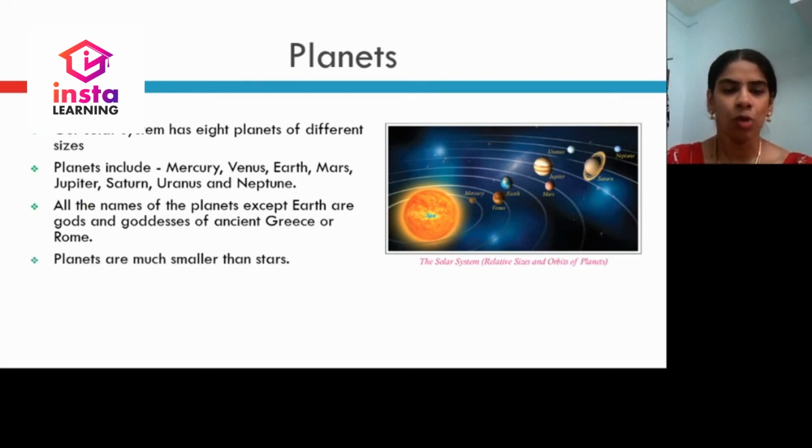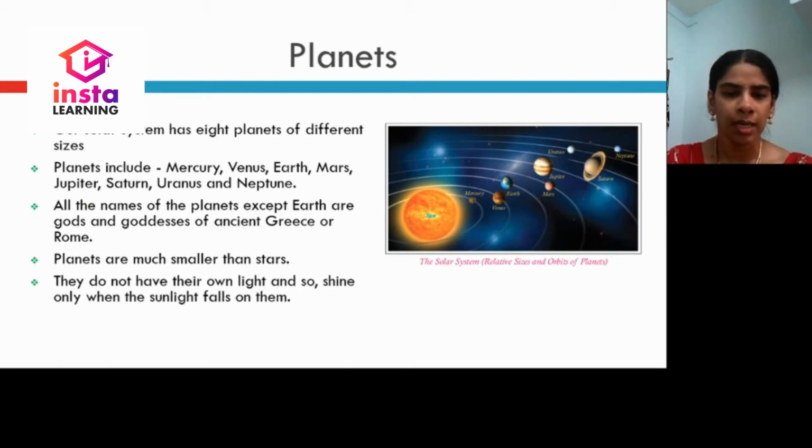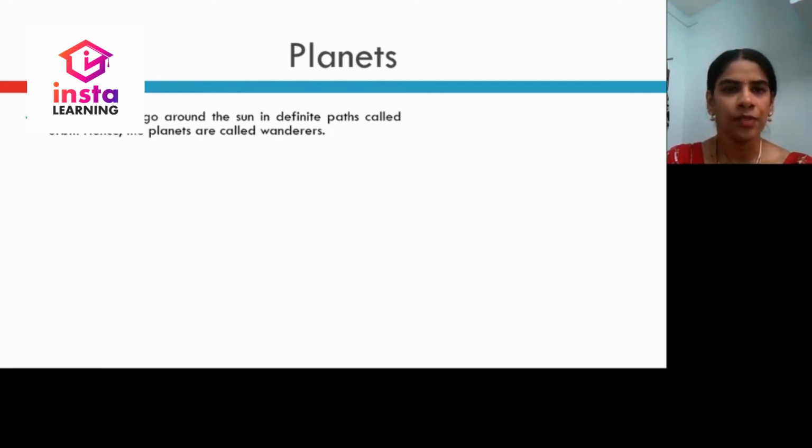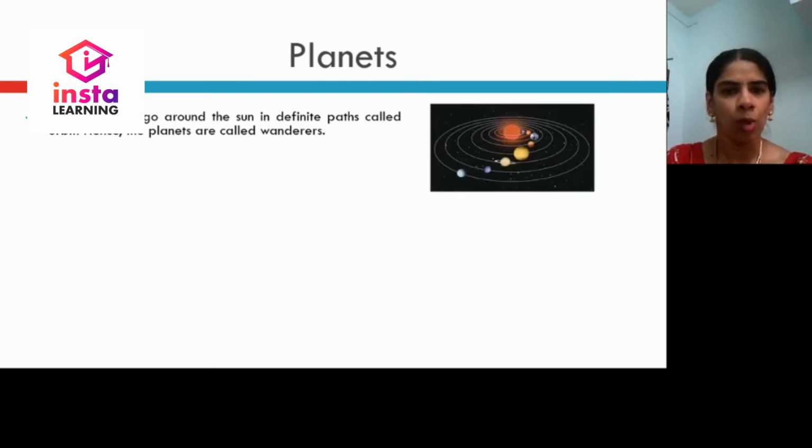Planets are much smaller than stars. They do not have their own light and so shine only when the sunlight falls on them. All the planets also revolve around their own axis. All the planets go round the sun in a definite paths called orbit. Hence the planets are called wanderers.